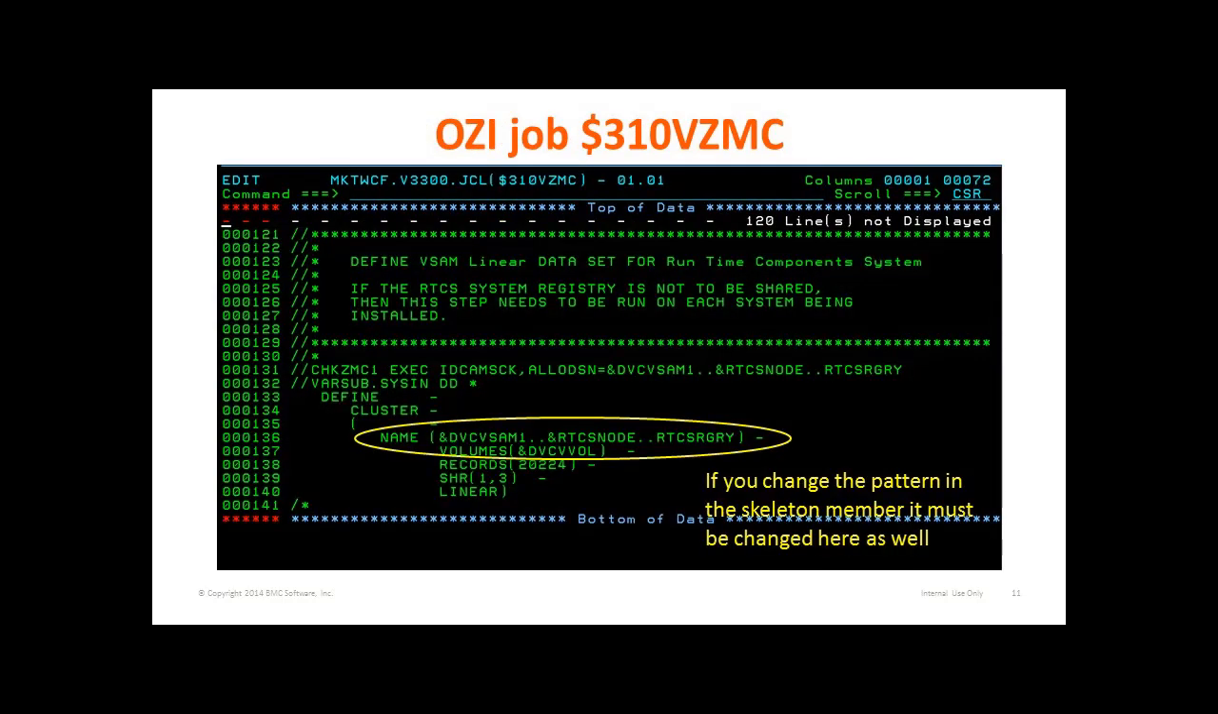If you want to change the dataset naming convention for the RTCS System Registry backing VLDS, you will need to change it both in the skeleton member and the allocation job, $310 VZMC.